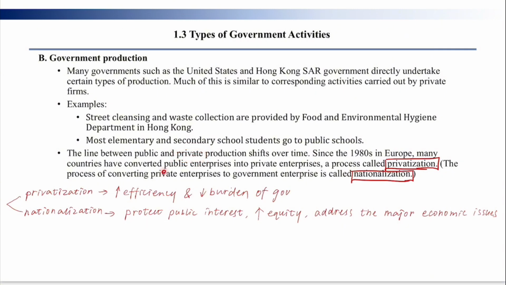Like in Europe, many countries have changed public enterprises into private enterprises. The process is called privatization, and privatization has many advantages, like improving efficiency and decreasing the burden on the government, because governments don't need to pay the income for those staff. And the process of converting private enterprises to government enterprises is called nationalization. Nationalization has many advantages, like protecting the public interest, improving equity, and addressing major economic issues. So that is the second type.